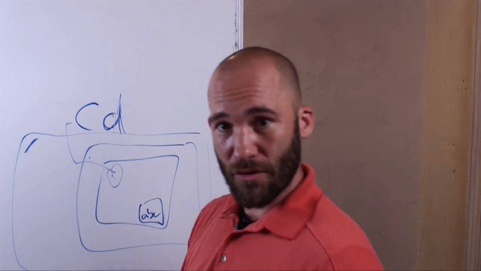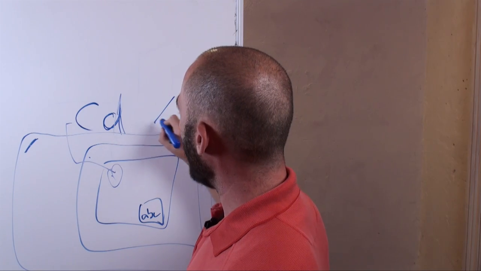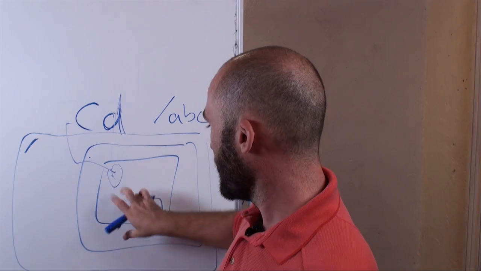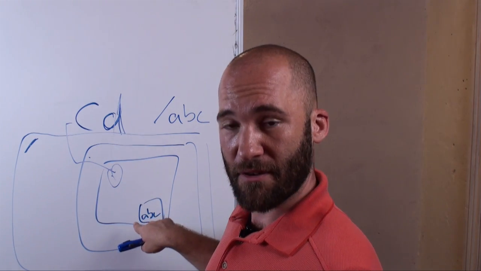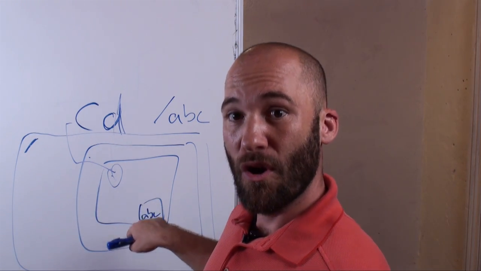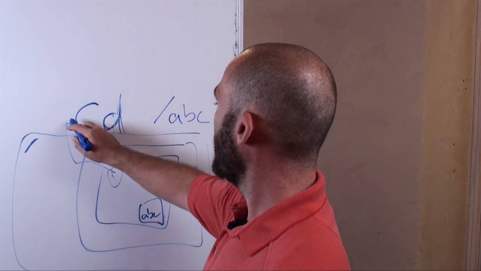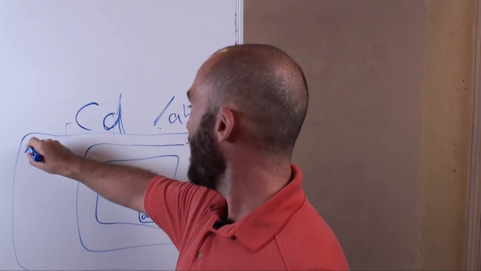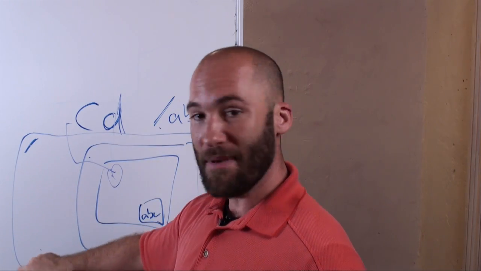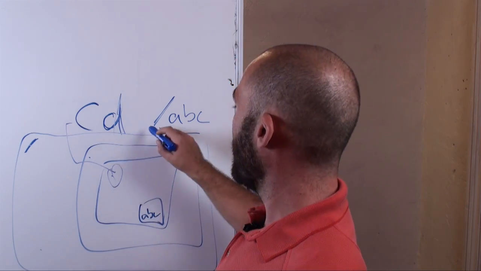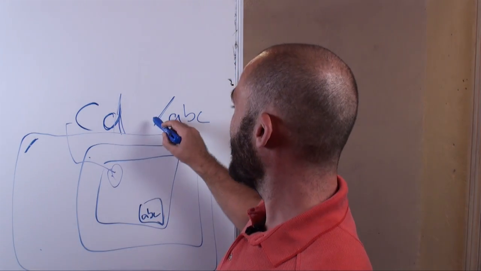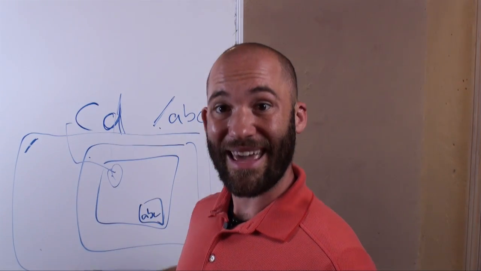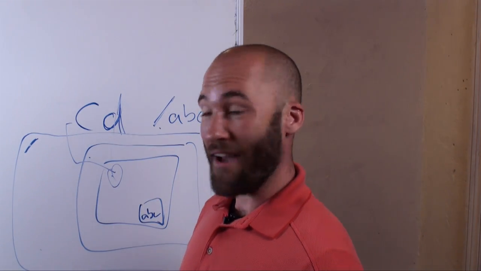People in the Windows world are used to doing CD \ABC to get into this ABC directory. So you're in this folder and you're trying to get into the ABC directory. The problem is in the Linux world, Linux goes, okay, you want to change to the root folder, and then you want a folder ABC in root. So it goes to root and it can't find ABC. That's where you have to be very careful.